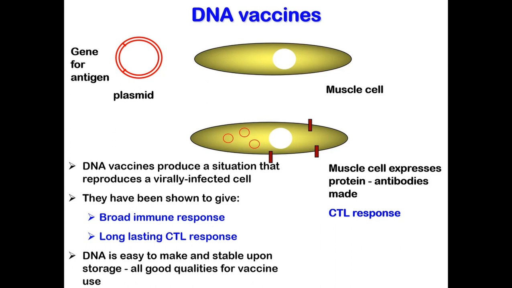So DNA vaccines have been shown to give a broad immune response and also a long-lasting cytotoxic T lymphocyte response. Also they don't have the risk of active disease associated with them like live attenuated vaccines do. In addition, DNA is easy to make and stable upon storage, which are very good qualities for vaccines. So you can see why this is an area of promising research.